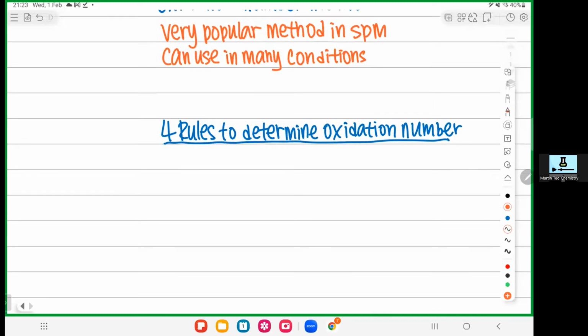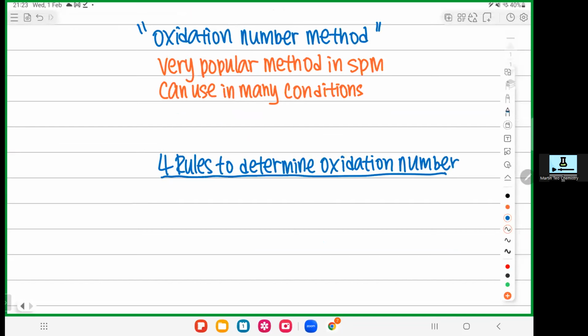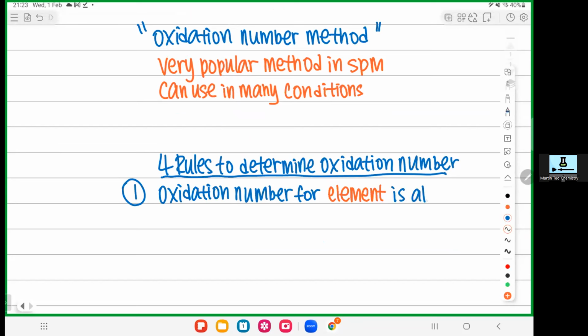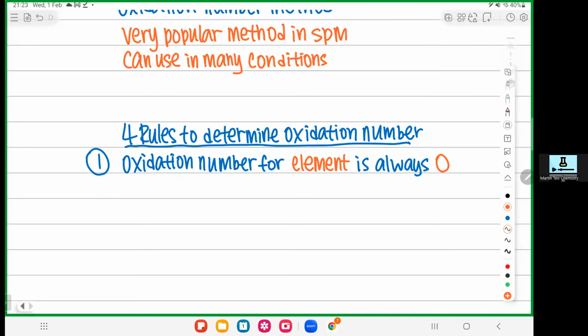Okay, so let's look at the rules. Rule number 1: you need to know that the oxidation number for element is always 0. So oxidation number for elements is always 0.